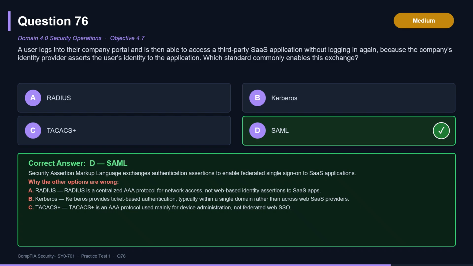Now, why the other options are wrong? RADIUS is incorrect. RADIUS is a centralized AAA protocol for network access, not web-based identity assertions to SaaS apps. Kerberos is incorrect. Kerberos provides ticket-based authentication, typically within a single domain rather than across web SaaS providers. TACACS+ is incorrect. TACACS+ is an AAA protocol used mainly for device administration, not federated web SSO.